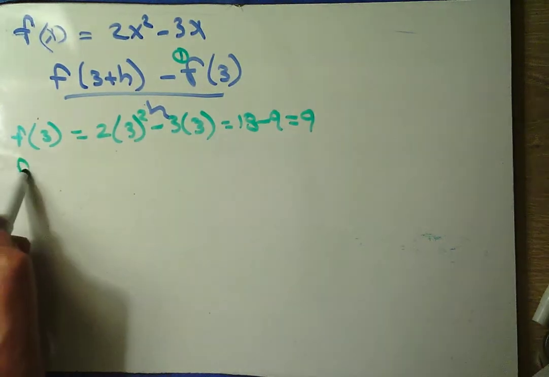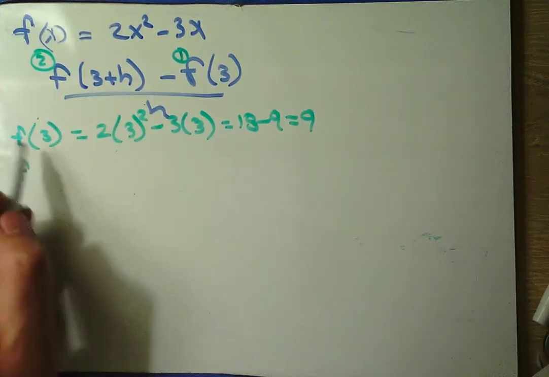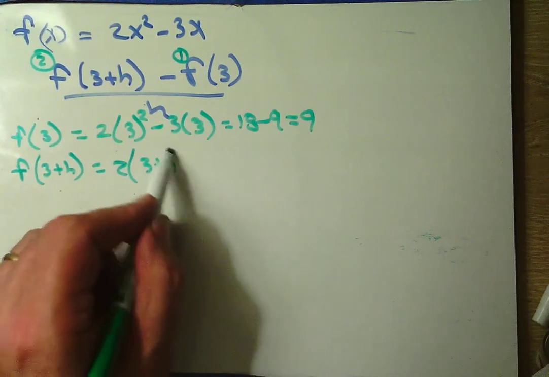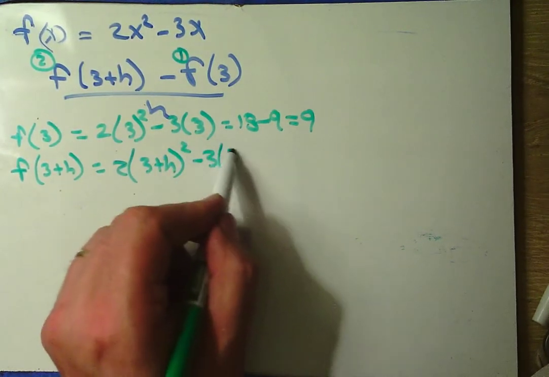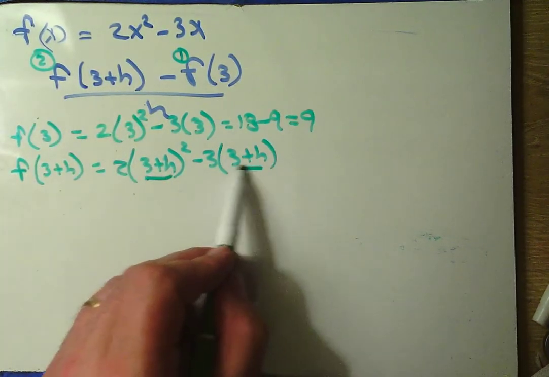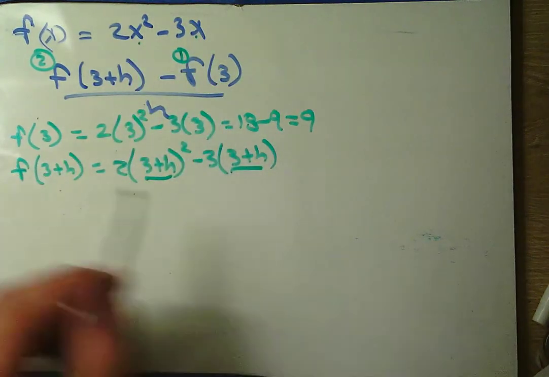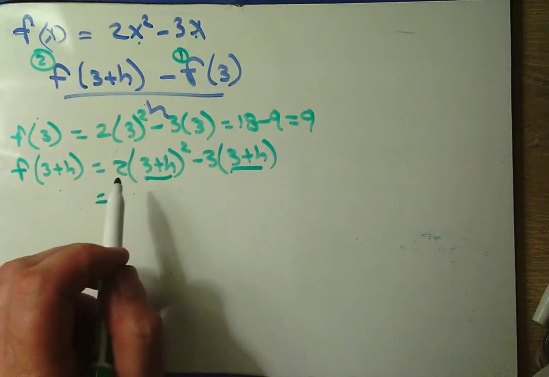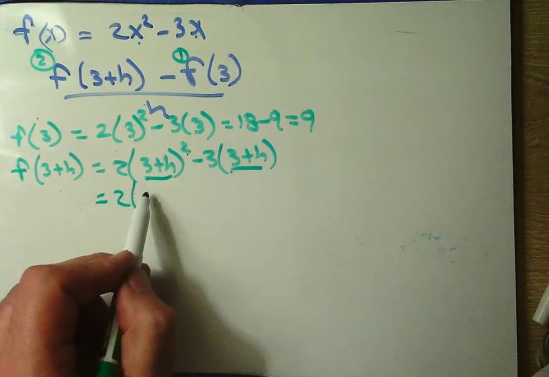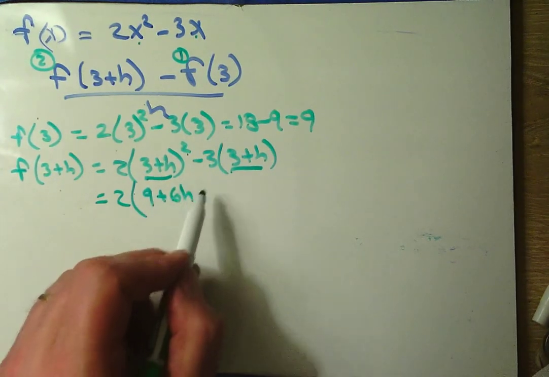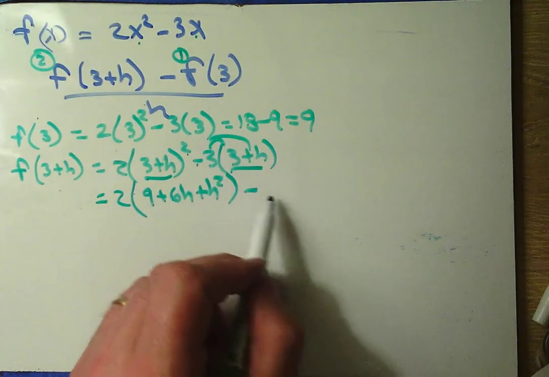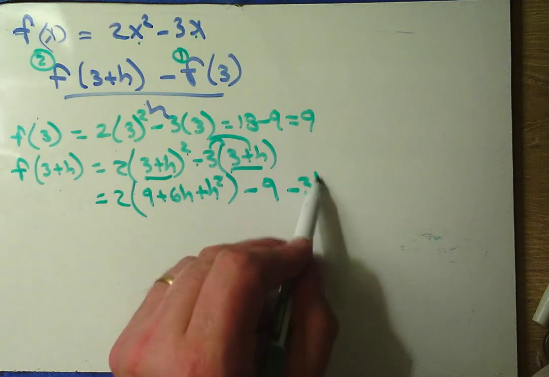Okay? What about second, finding f of 3 plus h? So I get 2 times 3 plus h squared minus 3 times 3 plus h. Finding f of 3 plus h just means plugging in 3 plus h for all these x's in f of x. Don't distribute first. Remember, we're doing PEMDAS, exponents before multiplying. So I have to FOIL first, and I'll get 9 plus 6h plus h squared minus, don't forget to distribute that negative here, negative 9 minus 3h.